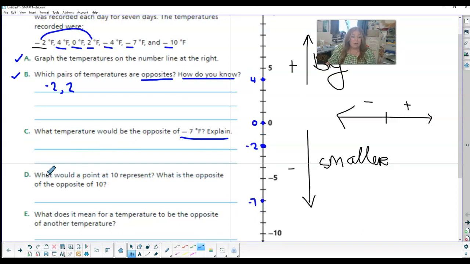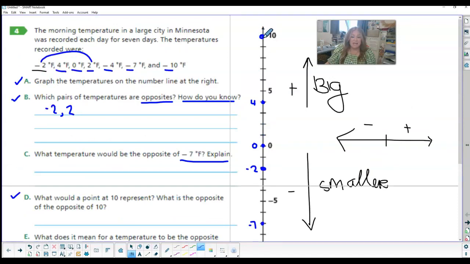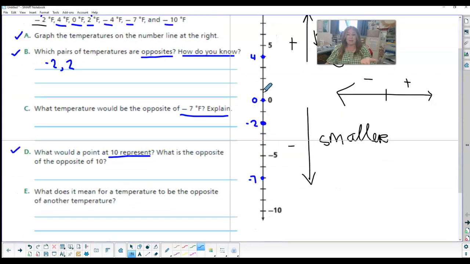D, what would a point at 10 represent? If you're at +10, what is the opposite of 10? If you are at 10 degrees, what would that represent? That would be the hottest out of all of these because the other ones are all below this. So 10 would be the hottest. And what's the opposite of 10? For 10 positive, we would need to go 10 negative.